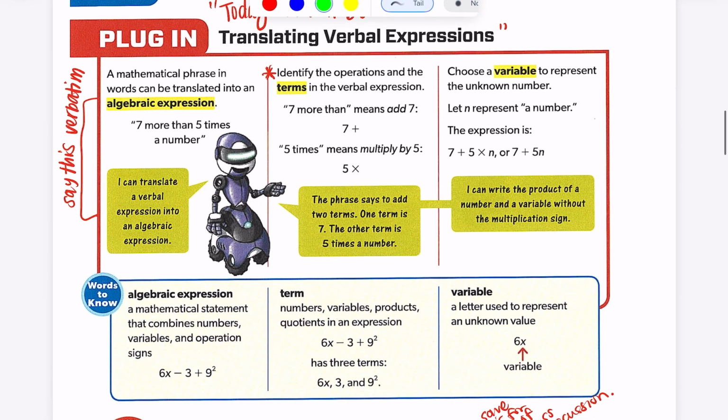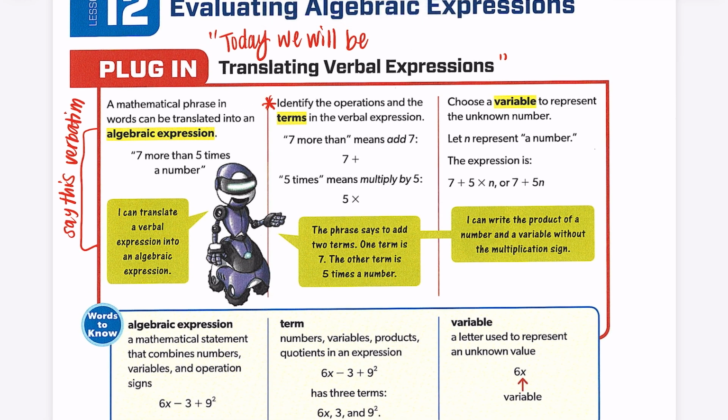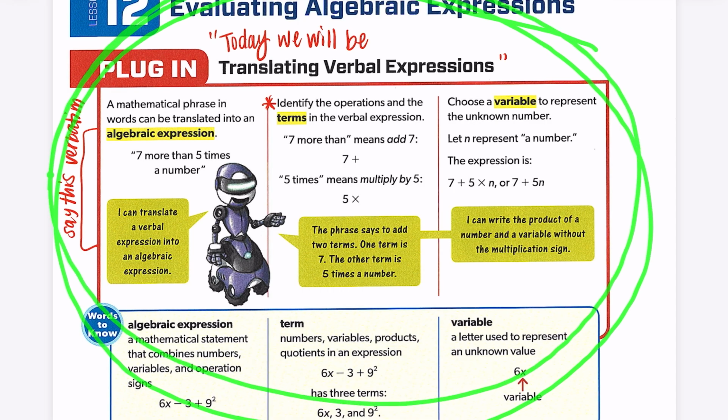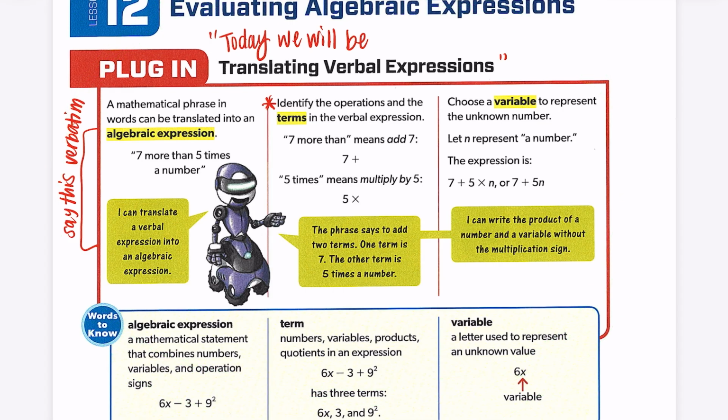So first things first, we need to ensure that students have a good sense of all the terms that we will be using and how to apply them. Every mathematical phrase in words can be translated into an algebraic expression. Here we have 7 more than 5 times a number.